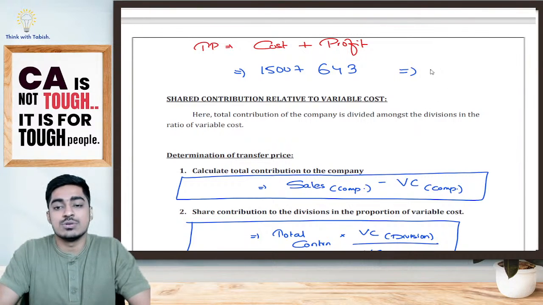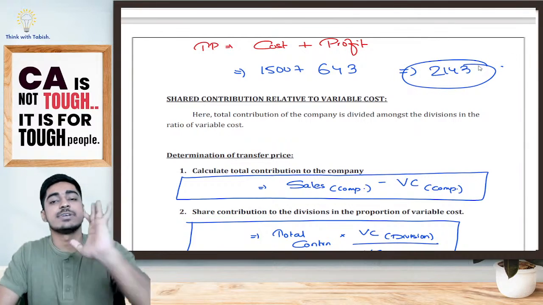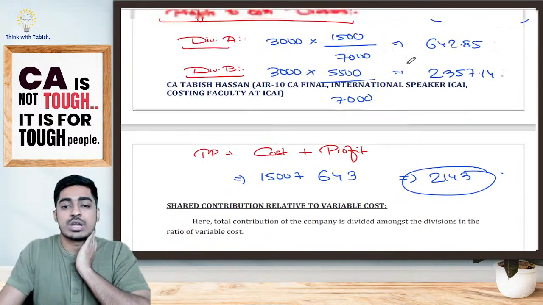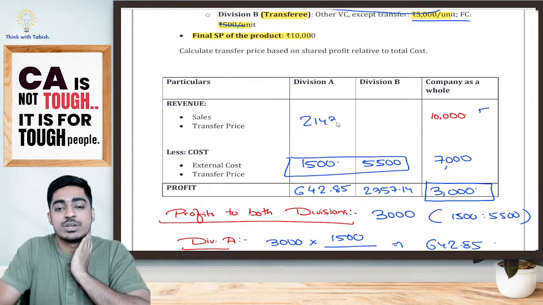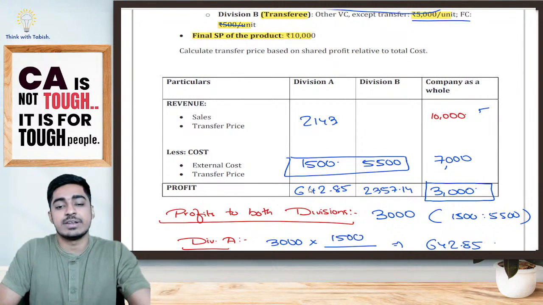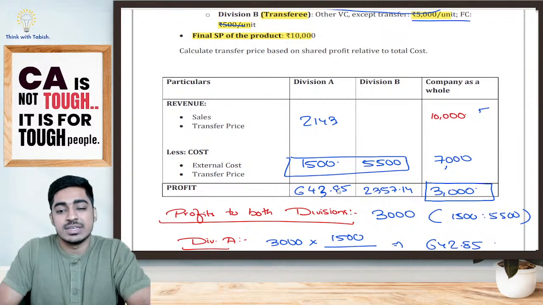Yes, it comes to 2,143. So we'll tell the Android division to transfer it at 2,001. Now what is the Android division telling? Look at this. The Android division is telling, I'm getting 2,143, my cost is 1,500, my profit is 643. Here, ignore the rounding off.